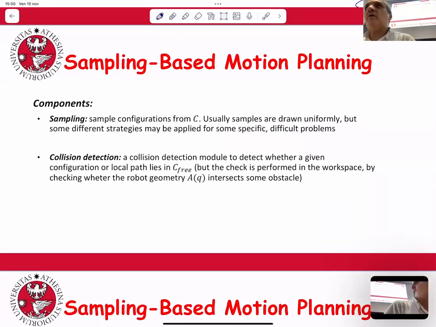Okay, so essentially in this approach, we have got two components. One is sampling, and the other is a collision detector. Sampling samples configurations in C. Usually you draw samples uniformly with different strategies. So typically you just pick points randomly using a uniform distribution. But you could also have different ad hoc strategies for specific types of problems, right?